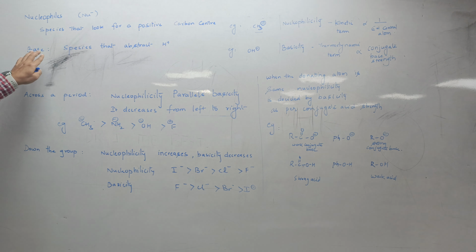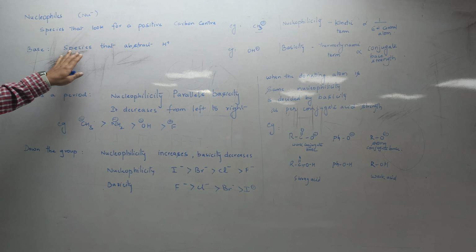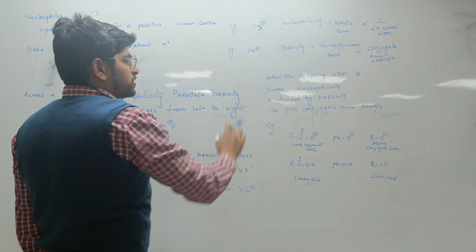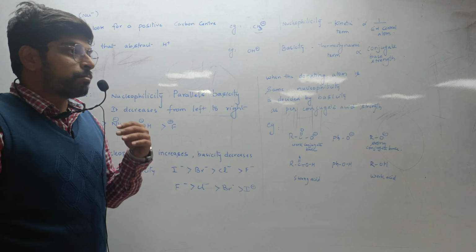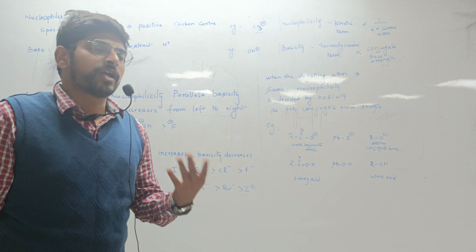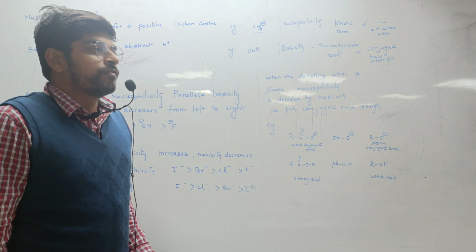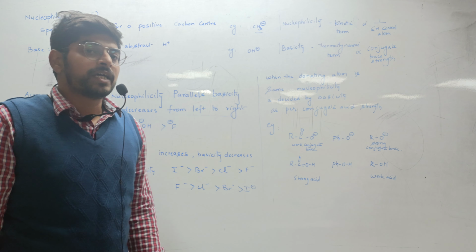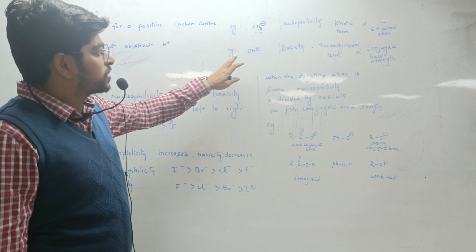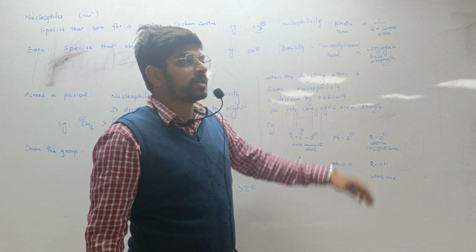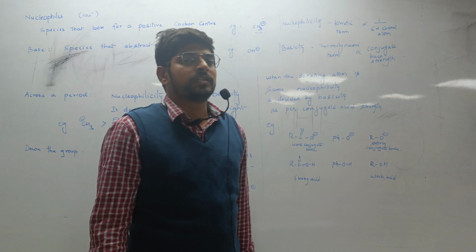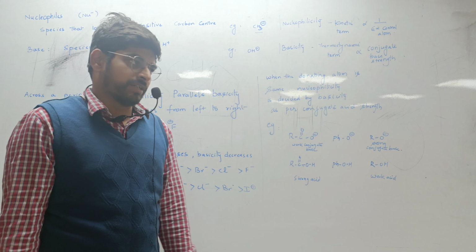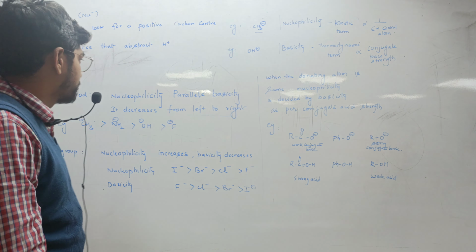The next thing is about a base. A base is a species that abstracts a proton. An example is OH minus. Understand that the term basicity is more related to thermodynamics. It's a thermodynamic term. We decide it by the equilibrium constant. Nucleophilicity is decided by the rate constant. Whether it's a good base or not is decided by the conjugate base strength, that is the conjugate acid-base theory, which you have learnt in ionic equilibrium.